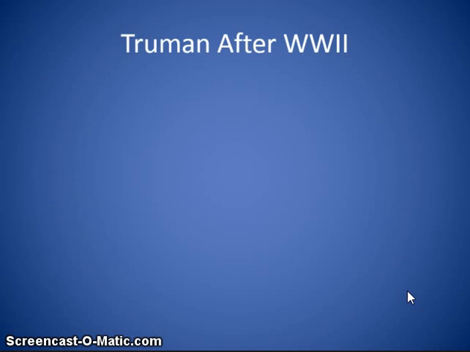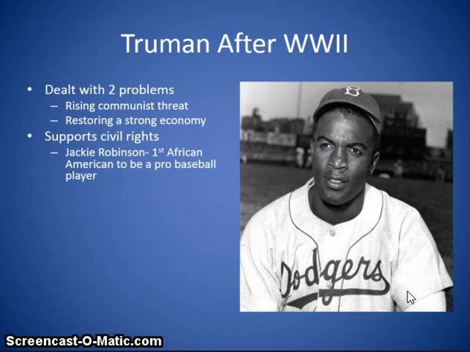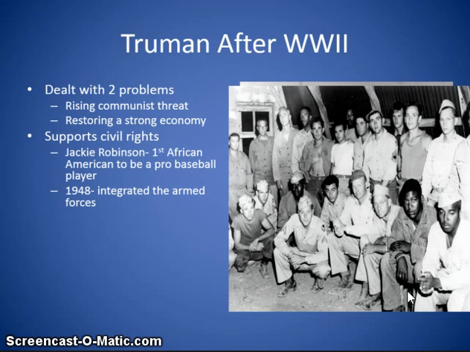Now, President Truman, after World War II, dealt with two major problems: the rising communist threat, of course, and restoring a strong economy. He's a huge supporter of civil rights. Jackie Robinson was the first African American to be a pro baseball player, right? And in 1948, President Truman integrated the armed forces. So World War II was the last war that was segregated, or separated, and we saw that with the Tuskegee Airmen and the separation between the races in the war. So here you can see them all together.